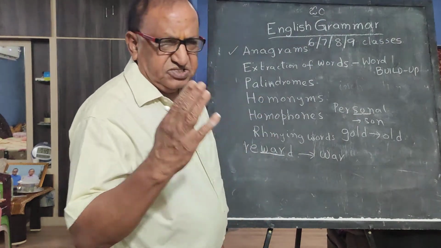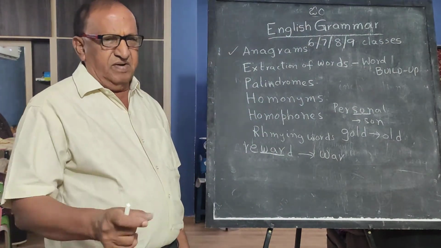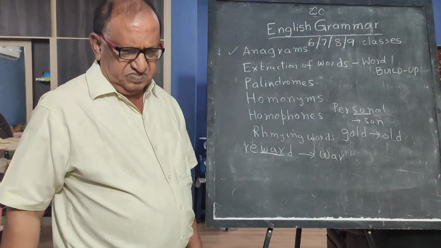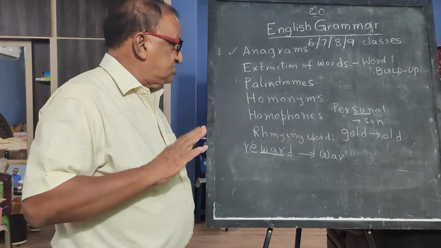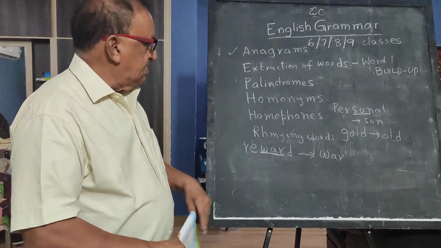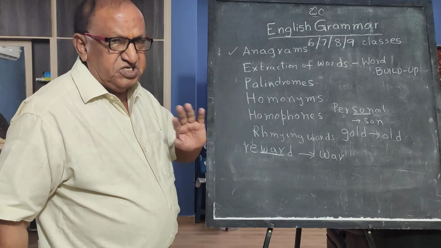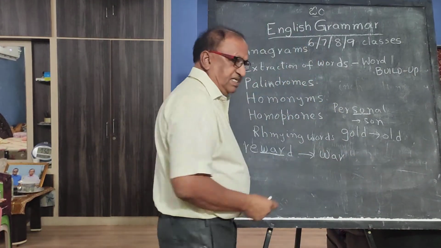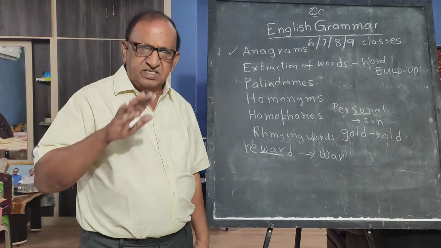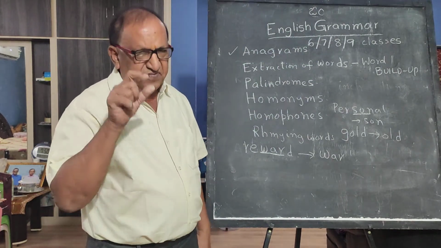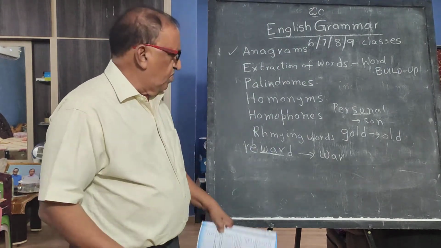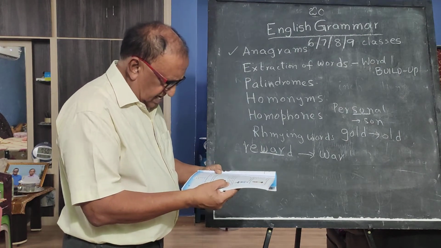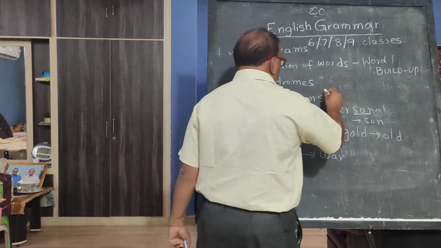Here, we are extracting the words from a given word. We are not changing the order. We are taking the same word as it is. We are selecting the letters in the same sequence, but only a few letters, to get a new word. That's what it is.